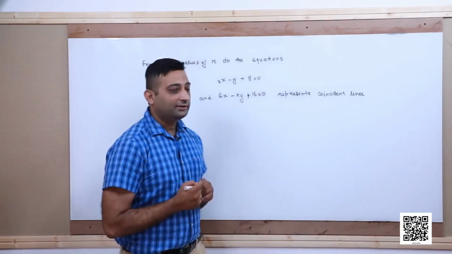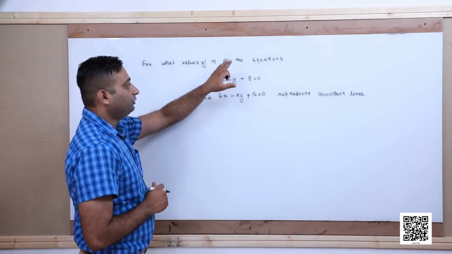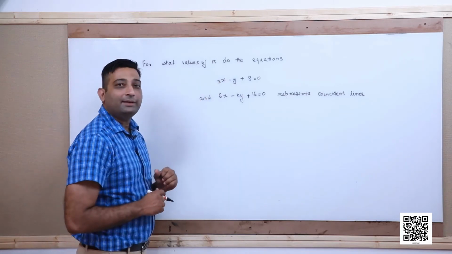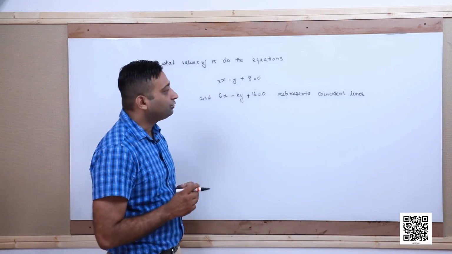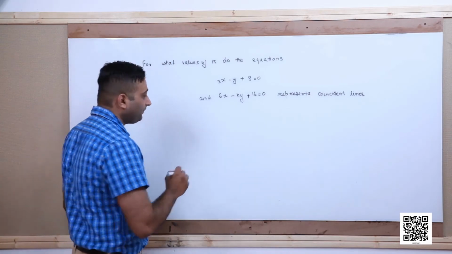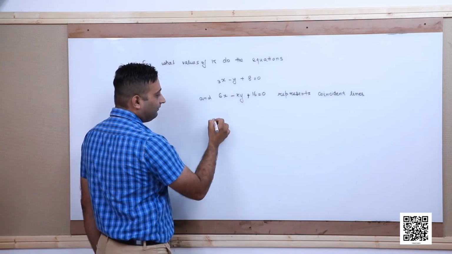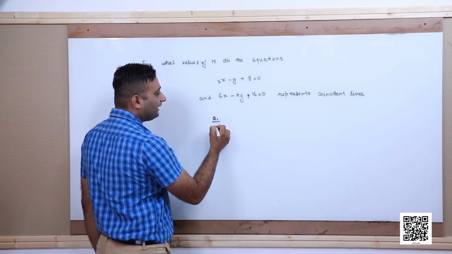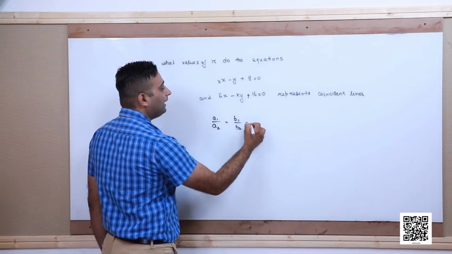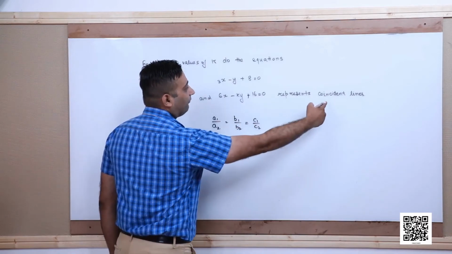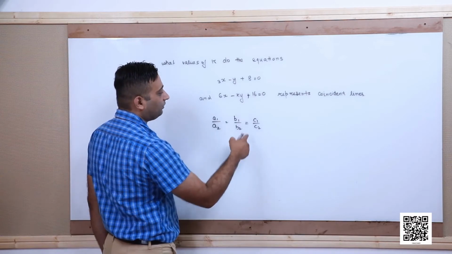Dear students, now let us understand one example: for what values of k do the equations 3x minus y plus 8 equal to 0 and 6x minus ky plus 16 equal to 0 represent coincident lines? In this we can see that there is one unknown k. We can do this question by comparing the ratios of A1 by A2, B1 by B2 and C1 by C2. We know that for coincident lines A1 by A2 is equal to B1 by B2 and is equal to C1 by C2.